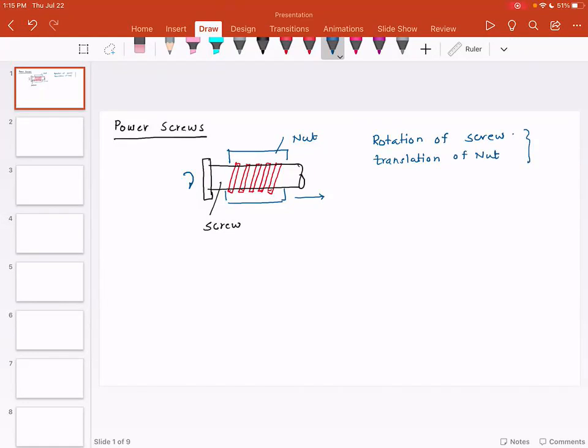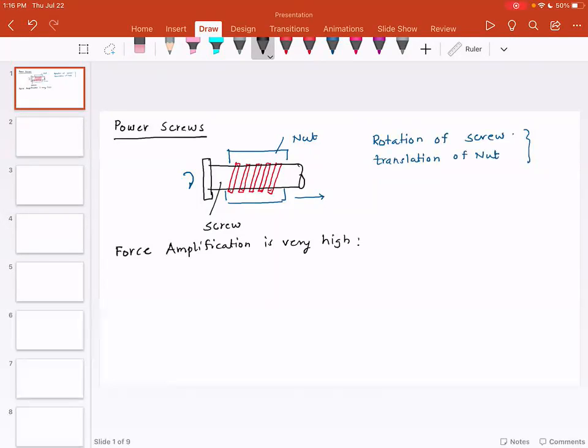Now I want to spend some time to give you a very fundamental understanding of this configuration. This is an assembly, a system wherein you have a nut and you have a screw. But if you think about the amount of power amplification, or force amplification, that you get, it is very high.